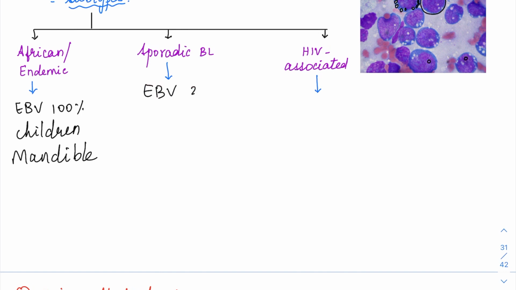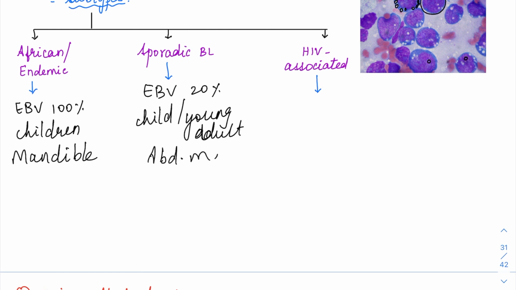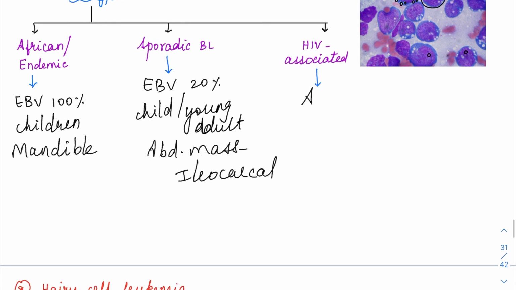In this case, the EBV association is going to be 20%. Here it could be either a child or a young adult, and the classical history given here will be an abdominal mass, in the ileocecal region. So if they give an abdominal mass in the ileocecal region, it is sporadic BL. While if it is a mandibular mass in a child of African origin, it is going to be the endemic or African BL. While HIV associated is going to be quite aggressive and with worse prognosis. And here the EBV association is going to be 25%.